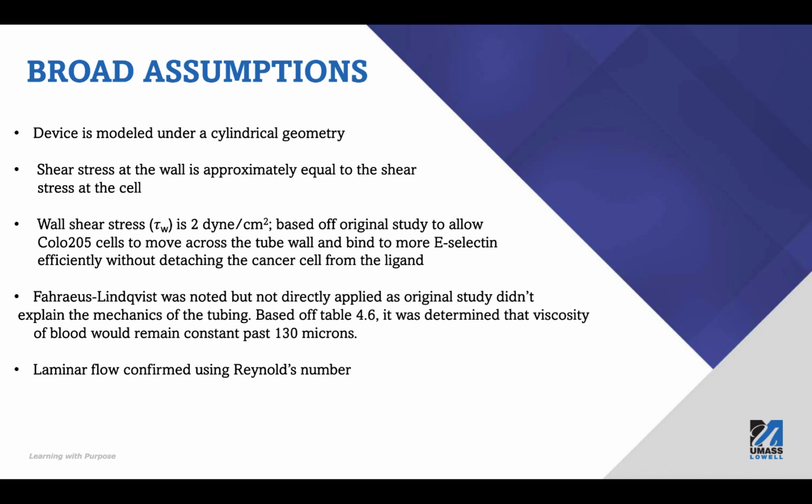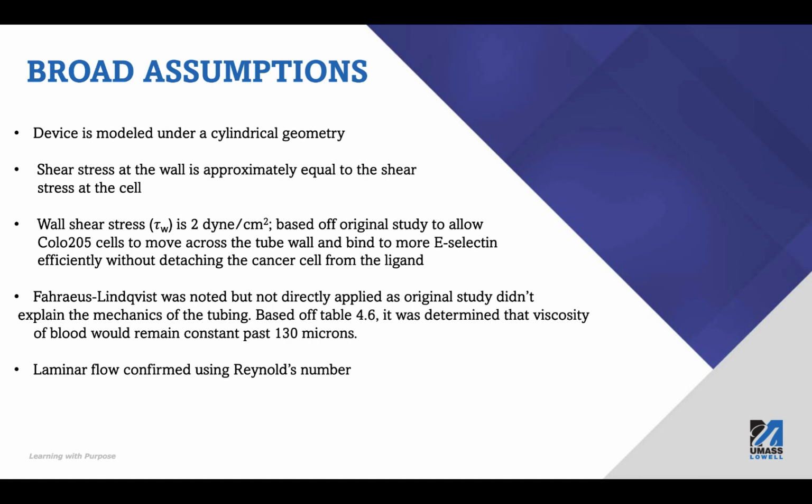Fahraeus-Lindqvist was a concept that we were considering in this model. However, it was not directly applied, as the original study itself didn't explain the mechanics of the tubing, so there was not a lot to go off of to suggest Fahraeus-Lindqvist, other than the fact that the original tube diameter was less than 500 microns. However, in this study, we observed how changes to the diameter and radius of the tube would affect the parameters, including a change in pressure, flow rate, and much more.